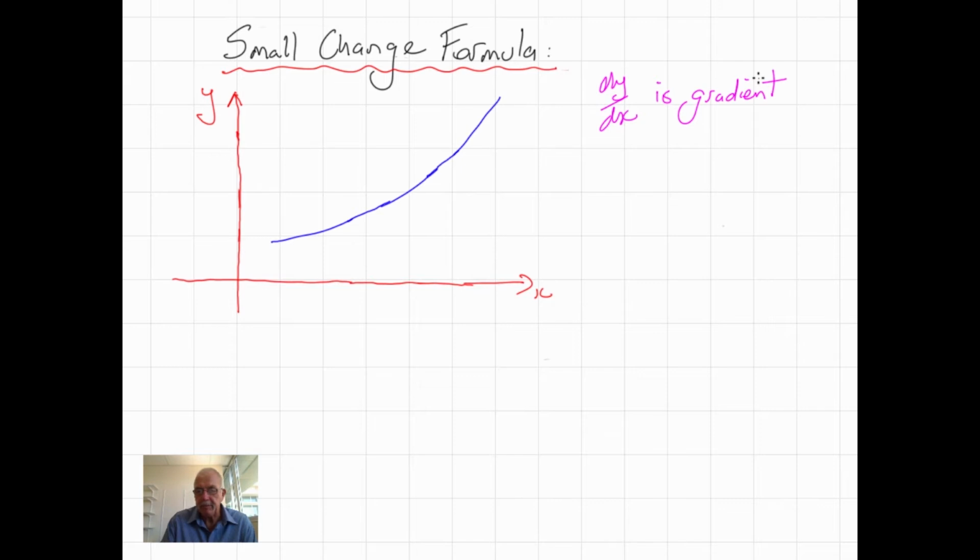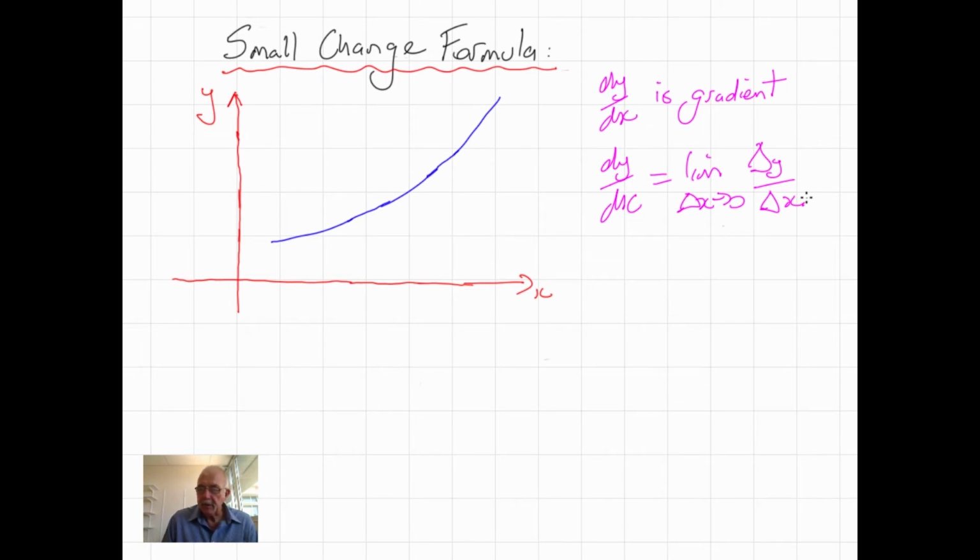point along the curve. If we go back to what the definition is, we can say that dy dx equals the limit as delta x approaches 0 of delta y over delta x.